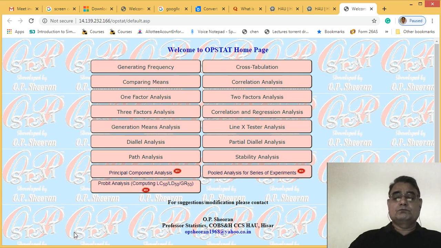Comparing mean includes one sample t-test, independent sample t-test, paired sample t-test, and one-way ANOVA. I think you are very much familiar with all these terms. If you want to compare the mean of a sample with a specific value, we go for one sample t-test. If two independent samples are drawn from a population and we are interested in finding out whether the mean of one sample differs significantly from the mean of the other sample, then we go for independent sample t-test.